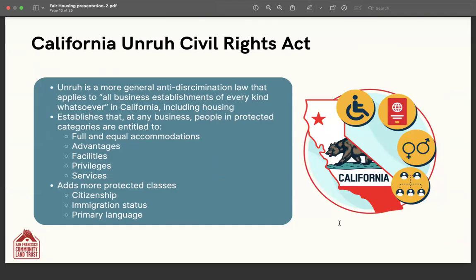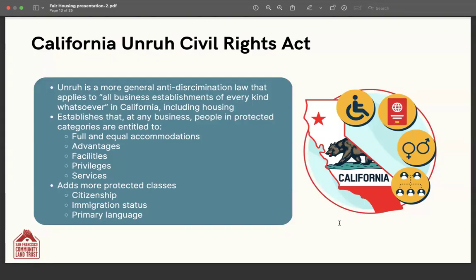And the second state law we're going to briefly discuss is the California Unruh Civil Rights Act. This is a more general anti-discrimination law that applies to all business establishments in the state of California, which includes those in the business of housing. And it establishes that at any business, people in protected categories are entitled to the following: full and equal accommodations, advantages, facilities, privileges, and services. And this Civil Rights Act adds a few more protected classes.